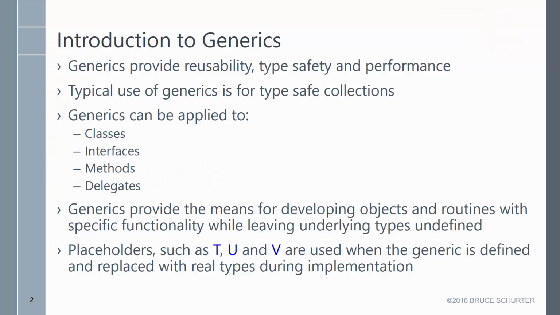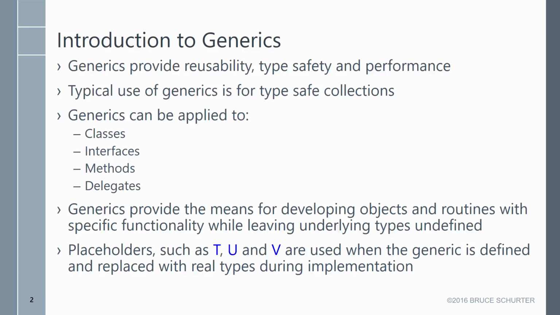Generics, or C#'s version of C++ templates, provide reusability, type safety, and performance. A typical use of generics is for type-safe collections. As a matter of fact, there are several tens of collections that have been built into the System.Collections.Generic namespace. Generics can be applied to classes, interfaces, methods, or delegates.